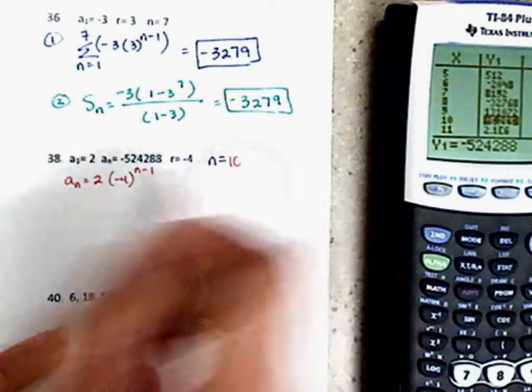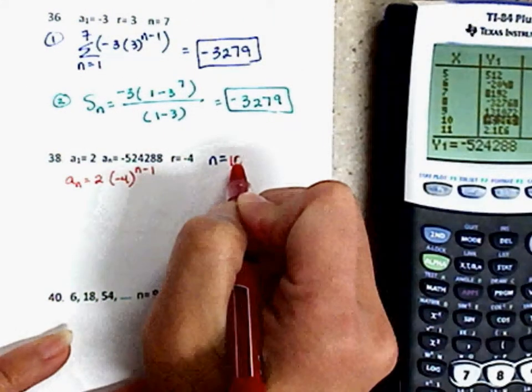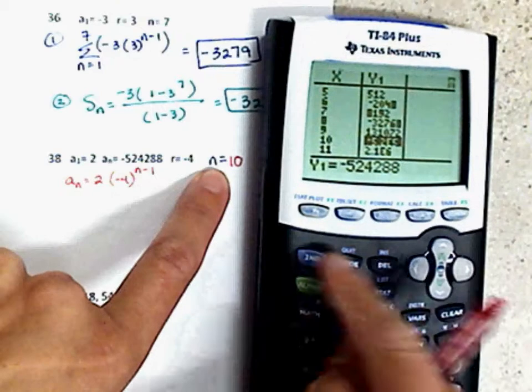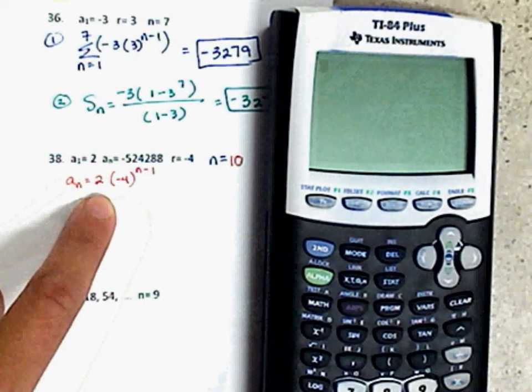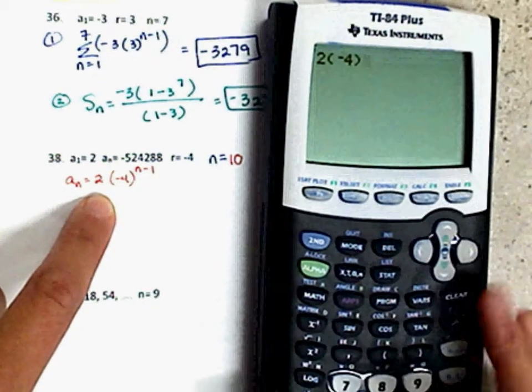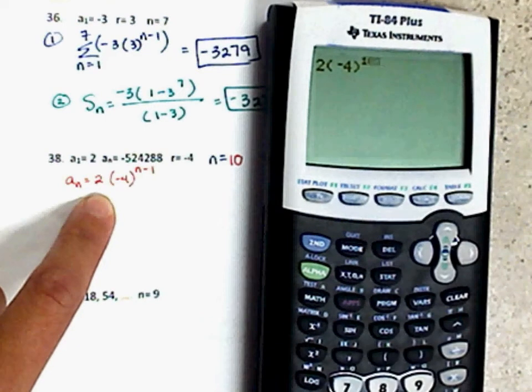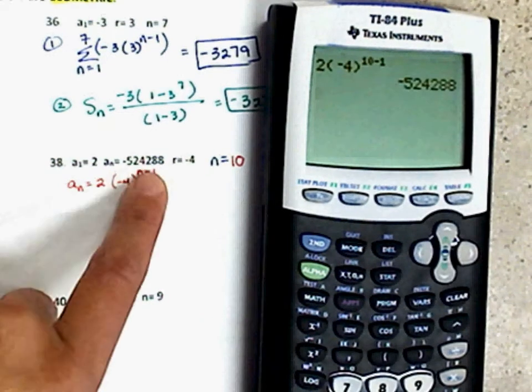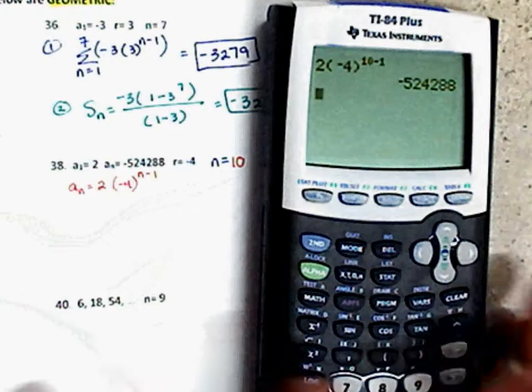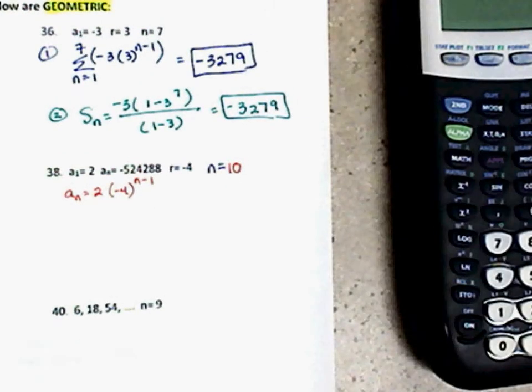Always double check. You want to know how you can double check? Get out of that. Watch. 2 parentheses, negative 4 raised to the 10 minus 1. See how I got the same? So now I know my n is 10. Okay? I am actually going to solve using the series.